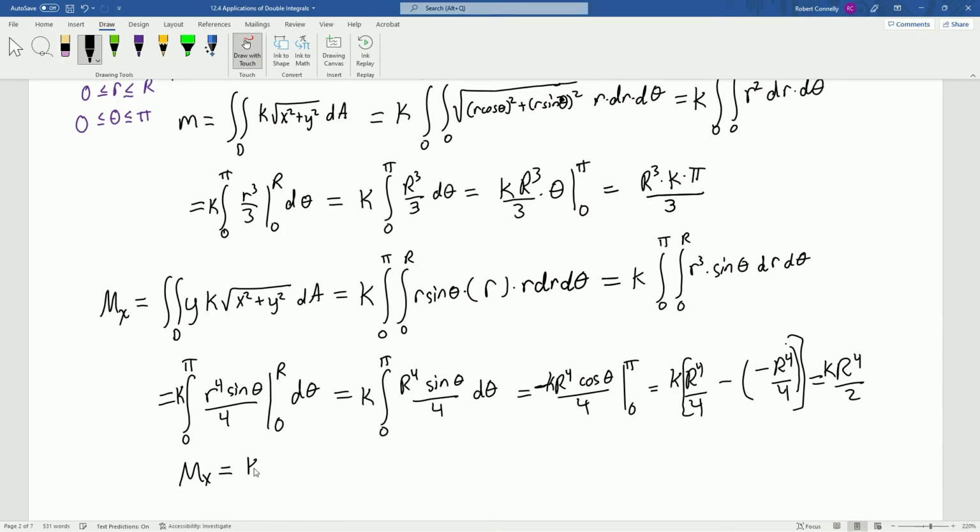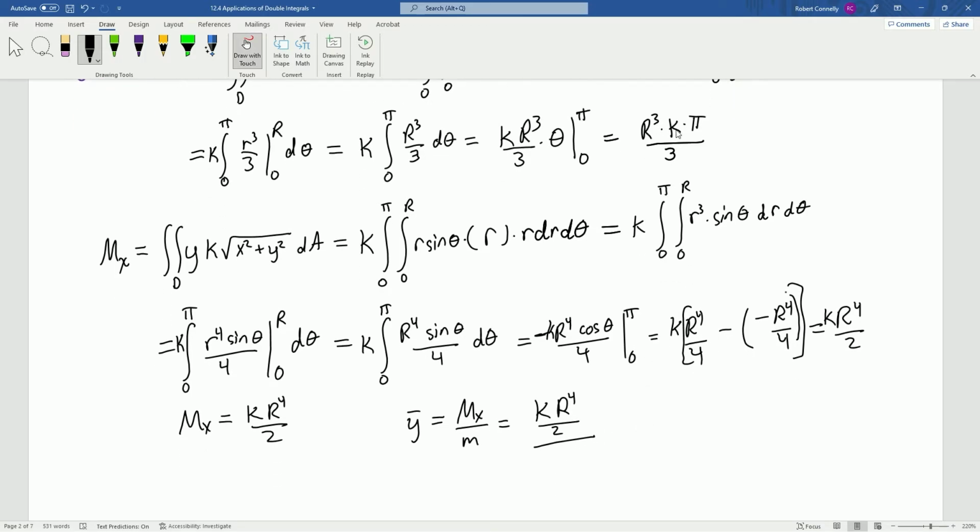So m_x is equal to k times r to the fourth over 2. So therefore, y bar is the moment about the x-axis divided by the mass, which is k r to the fourth divided by 2 divided by r cubed times k times pi over 3. Okay, k over k cancels. R to the fourth over r cubed is r, so this is 3r divided by 2 pi. And that's it. That's y bar. So the center of mass x bar, y bar is 0, 3r over 2 pi.